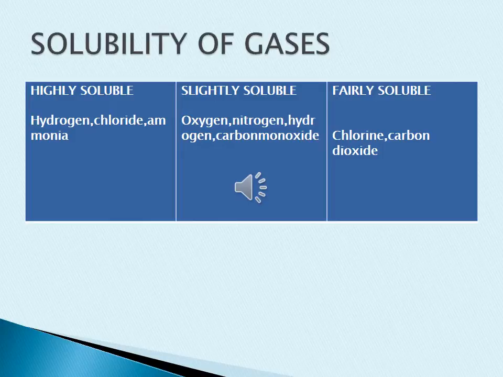Now highly soluble: hydrogen chloride, ammonia. Ammonia and hydrogen chloride are highly soluble gases. Next is slightly soluble: carbon monoxide, hydrogen, nitrogen, oxygen. These are slightly soluble. Their solubility is very low.